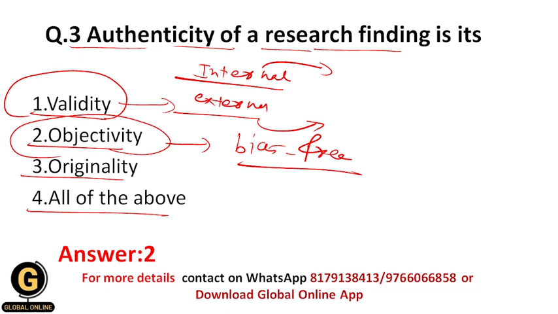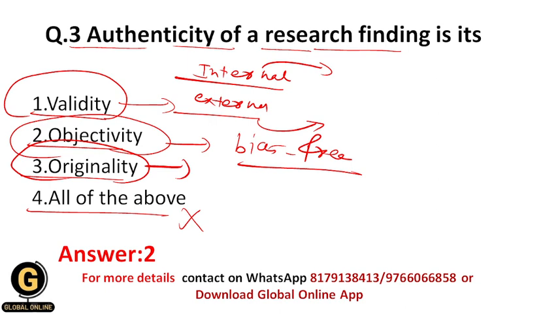Okay, now what is originality? So again, originality means that it is original, it is not duplicate, it is not like we have copied it from somewhere else. So again, originality is a concept which comes under objectivity, because objectivity is a bigger concept. Okay, and it includes validity and as well originality, and that's why the correct answer to this question is objectivity, not all of the above.